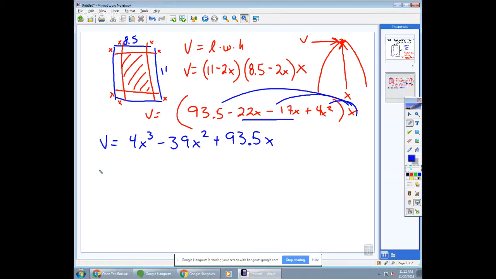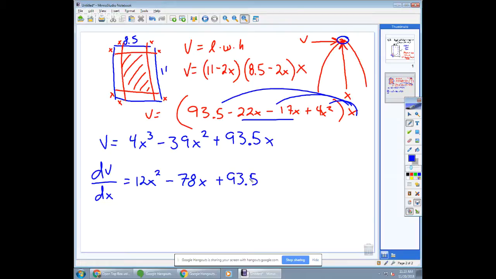So now we're ready to find the derivative of the volume with respect to that fold x. Okay, so we're letting that fold try and maximize our volume. And the derivative should help us locate the magic x value where that happens. So what do we get? 12x squared minus 78x plus 93.5. Sounds good.